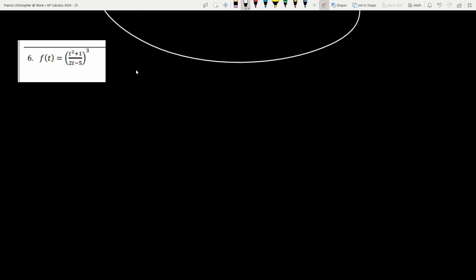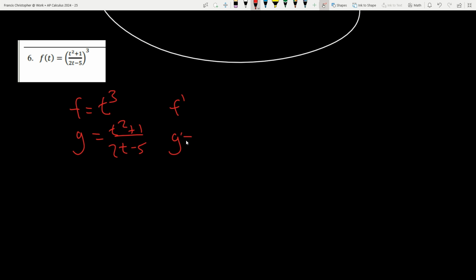And okay, for number 6, I'm going to again show the method of solving for g prime, and you'll have multiple f and g tables. That's what I call it, at least. The first thing I notice is my outer function or parent function is t cubed, and then the inner one is t squared plus 1 over 2t minus 5.